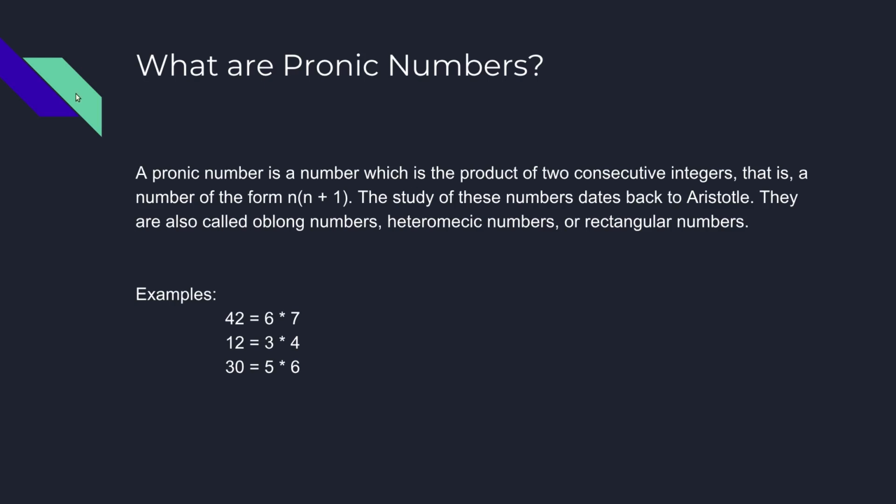For instance, 42 has two factors, 6 and 7, which are consecutive, and if they are multiplied, they are equivalent to 42. Similarly, 12 has factors 1, 2, 3, 4, 6, but it has two consecutive factors, 3 and 4, which when multiplied are equivalent to 12. And 5 and 6 stand for 30.